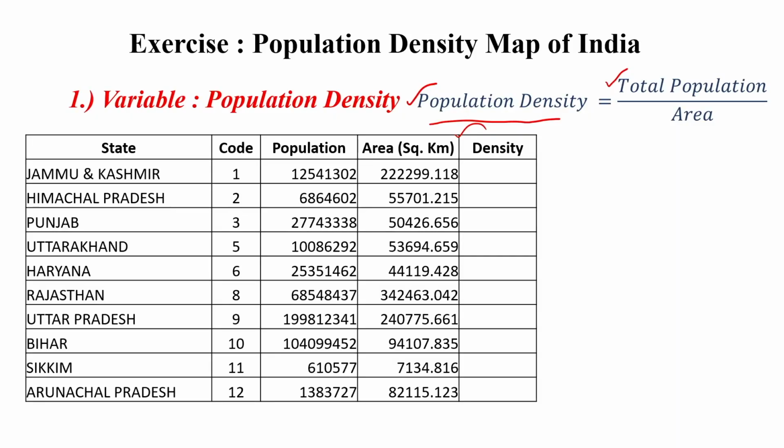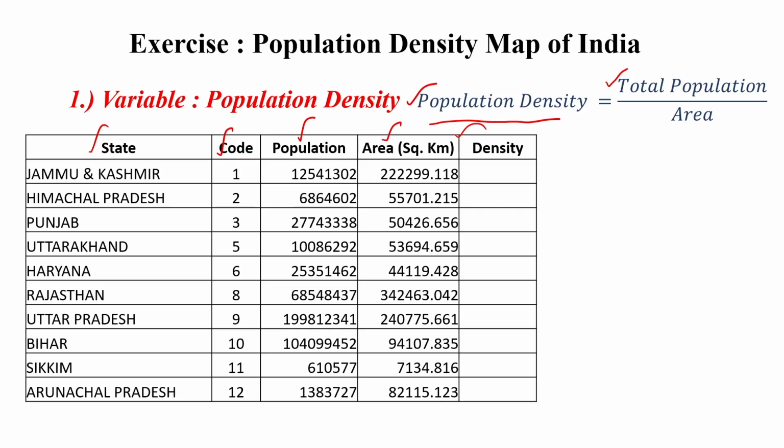So, now I have the list of states over here. We are going to do the population density map of India on a state basis. So, based on the states, how is the population density varying? That is what we are going to see today. I have the states, I have the state codes with me, and like I said, you have the information of population and you have the information of area.